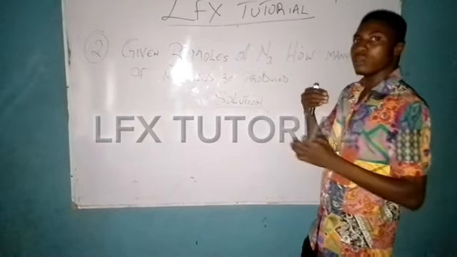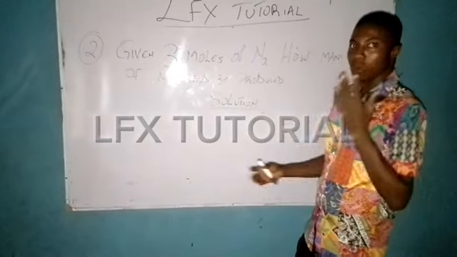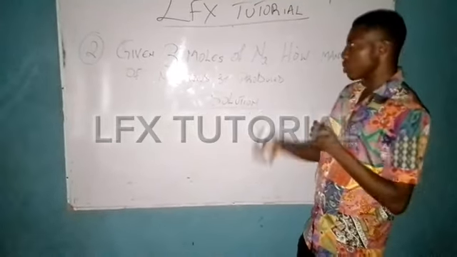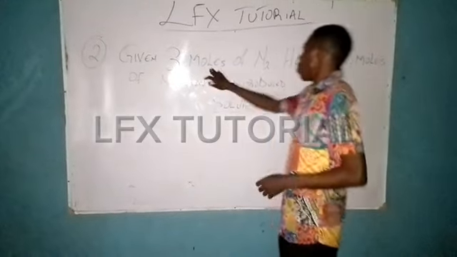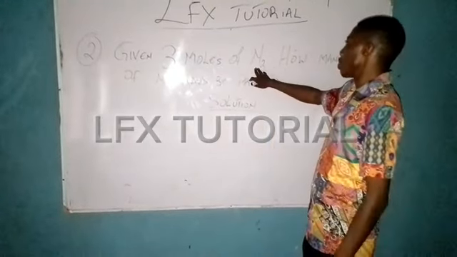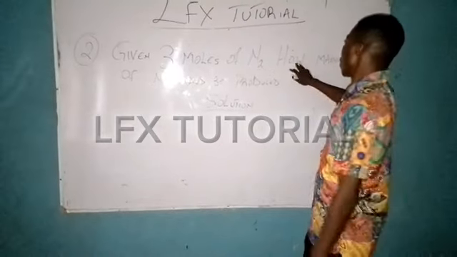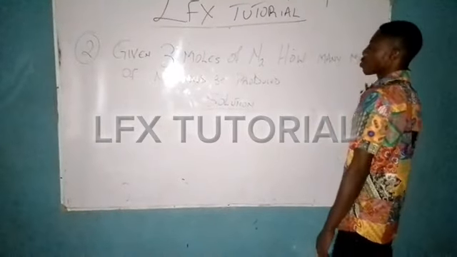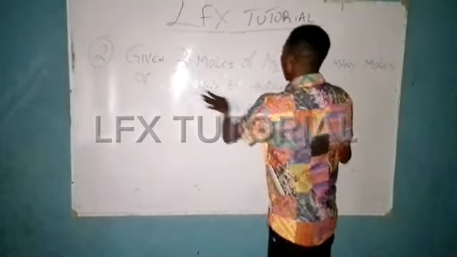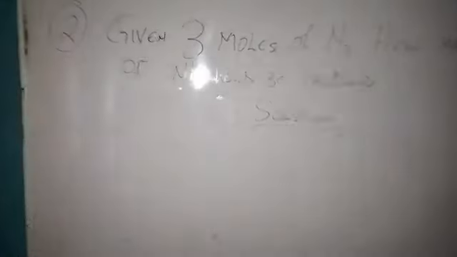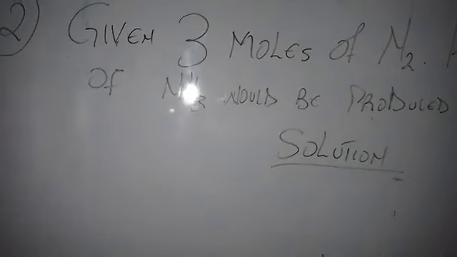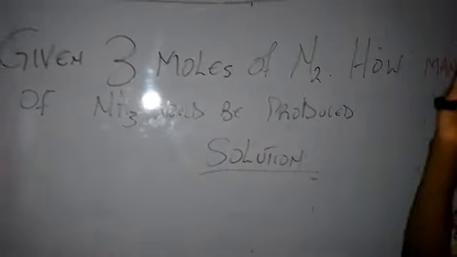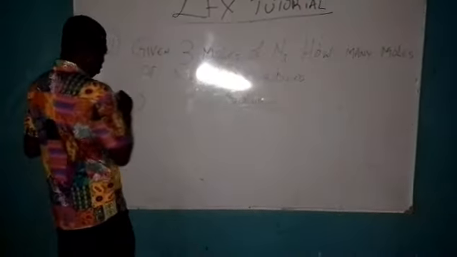We're doing it step by step. So you learn the basics from the other ones, then this one will now give you more. We now have: given 3 moles of nitrogen gas, how many moles of ammonia will be produced? First thing we should write is what? Our chemical equation. That is our first thing we are going to do.